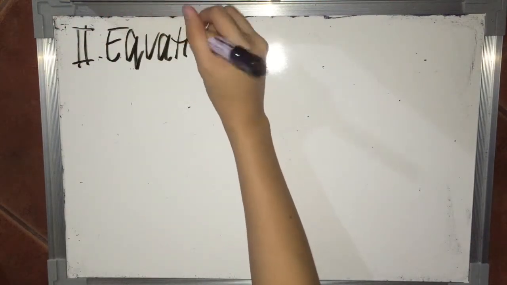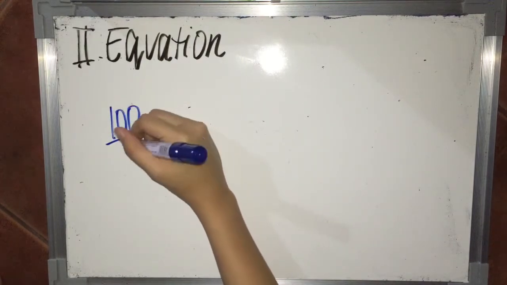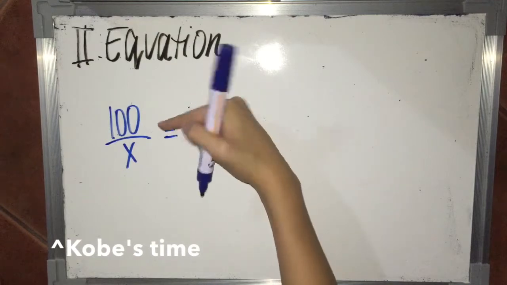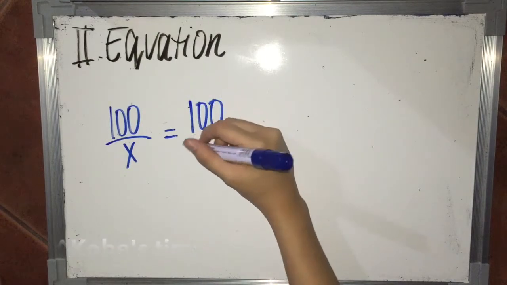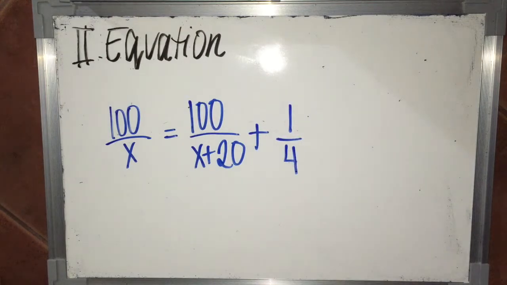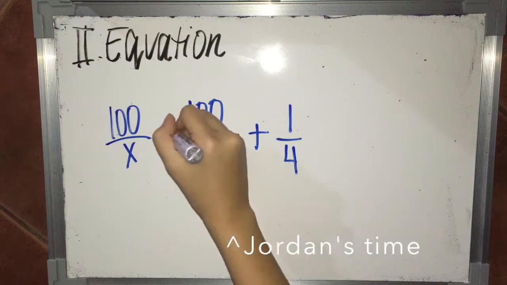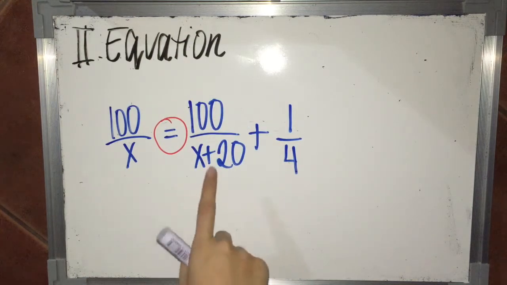Step 2 is equation. We have to use the times given in the table so that we would be able to find how fast they were going. Then I used the extra one-fourth that Kobe needed to get to the basketball court and put it on the side of Jordan so that it would balance the equation.